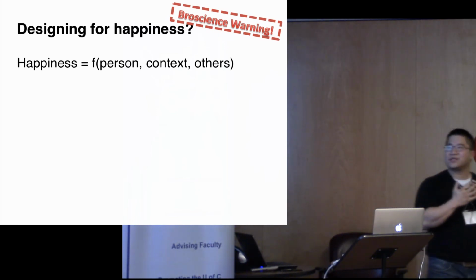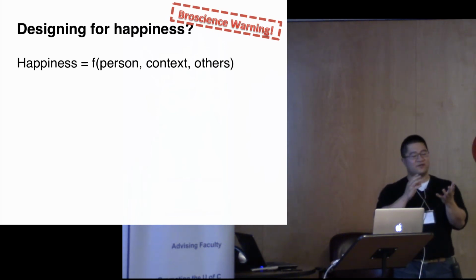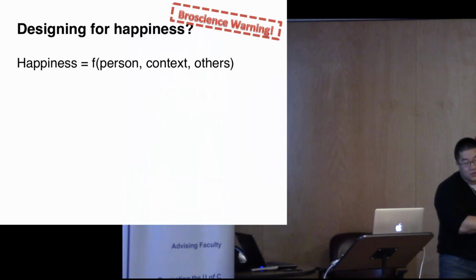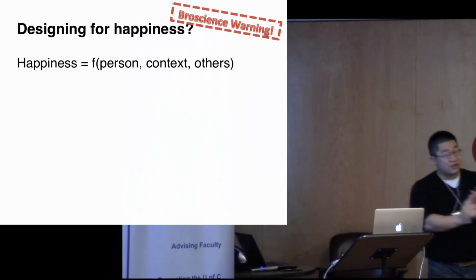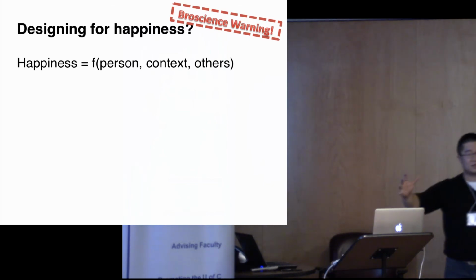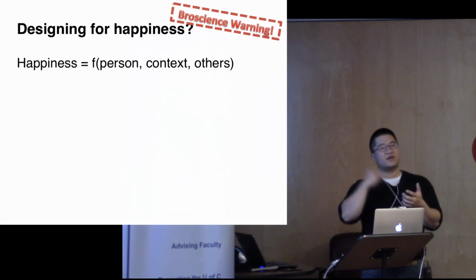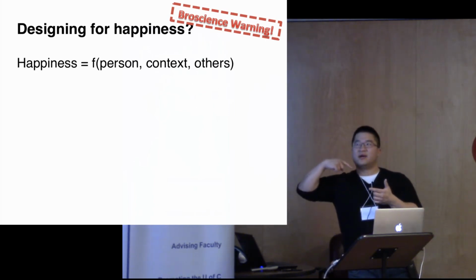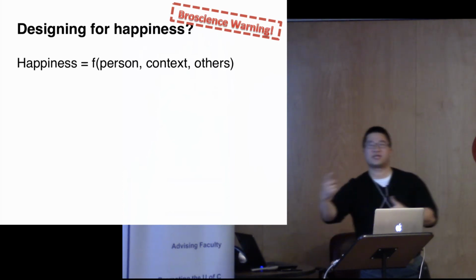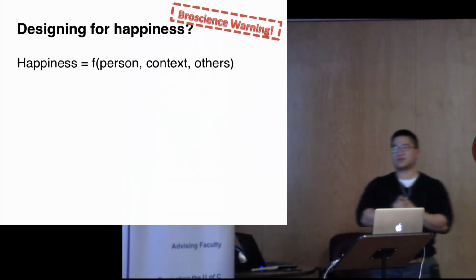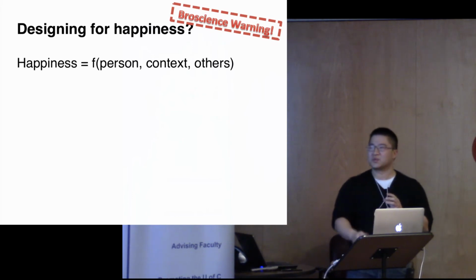When I think about happiness, I think that it's some function of me. It's a function of the person. It's a function of the context that I'm living in, or the context that I surround myself in, and other people. And it's also a function of my interactions with the context, my interaction with other people, and the other people's interaction with the context. So it's all of these things mixed in with one another.